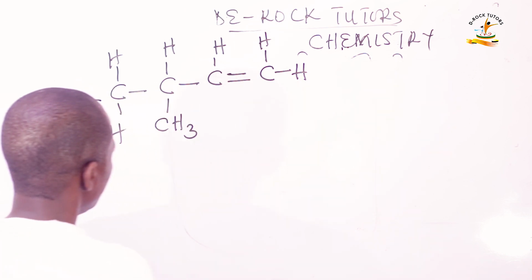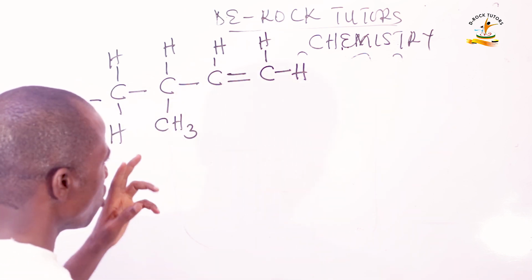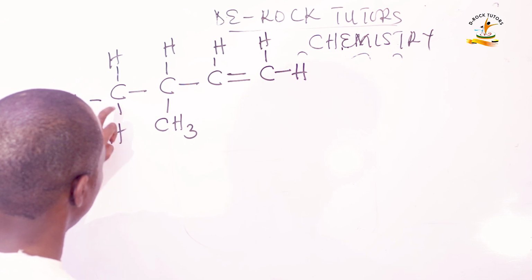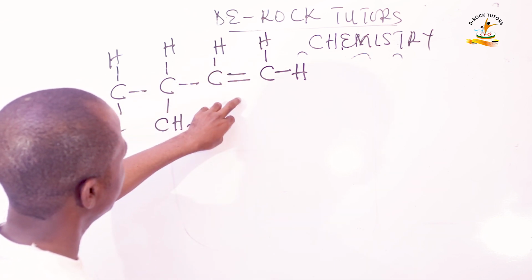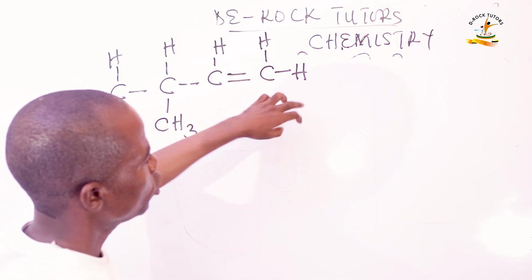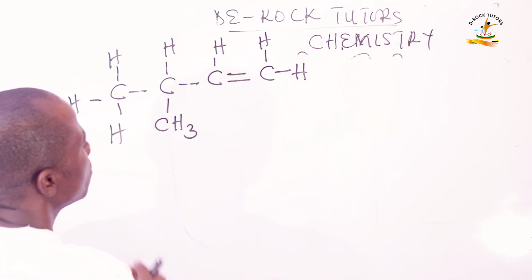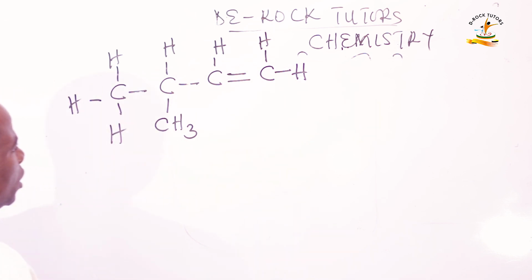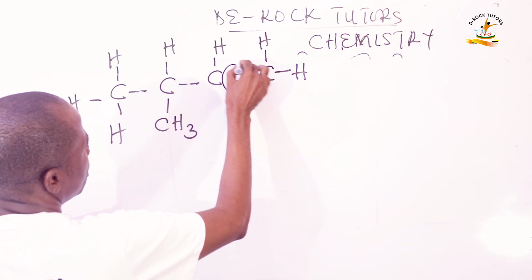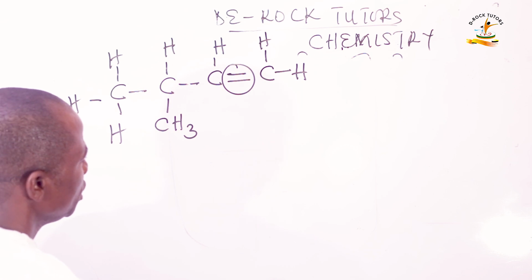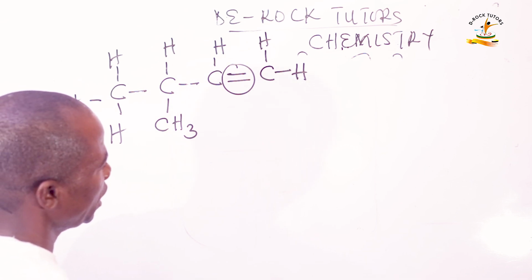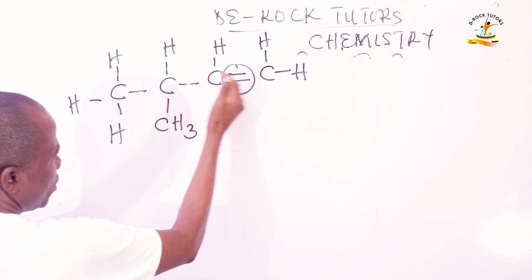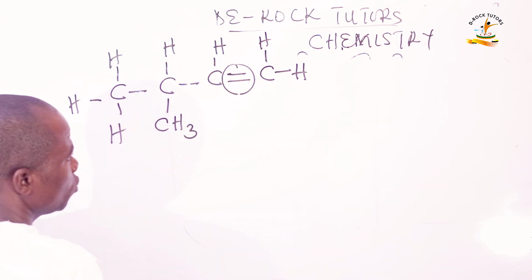Don't forget that a carbon atom can only form up to a maximum of four bonds: 1, 2, 3, 4. So we want to find out what the name of this compound is. Don't forget, this is the functional group of this particular compound, which is an alkene. And as such, we have to count from the side closest to the functional group, which is here.